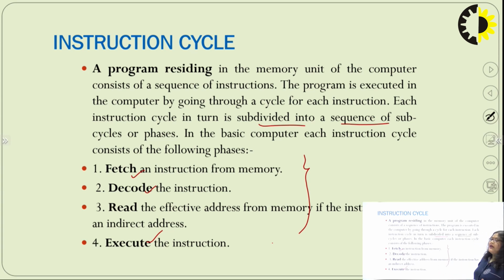The first phase is the fetch phase. Fetch means we have to fetch the instruction from the memory. Decode means we have to decode the instruction. Third is read. Read means we have to read the effective address of the instruction from the memory, which is either in direct or indirect address mode. And the last is to execute the instruction. So there are four phases of the instruction cycle. Each and every instruction follows these four phases.